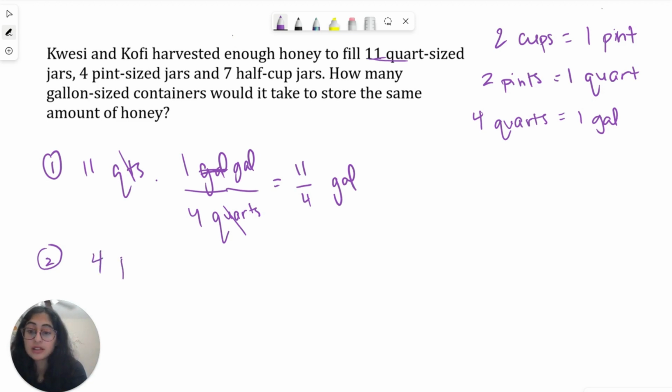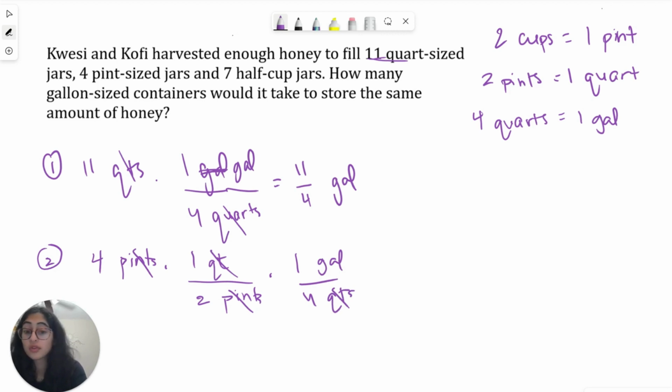Next, we go to our 4 pint-sized jars. If we have 4 pints and want to convert this to gallons, we know that there are 2 pints in 1 quart. So if we wanted to convert this to quarts, we would have 4 over 2 quarts, or 2 quarts. And then to convert this to gallons, we just say 1 gallon per 4 quarts again. So we get 4 divided by 4 over 8, so we have 4 eighths, or 1/2 gallon in this second size of jar.